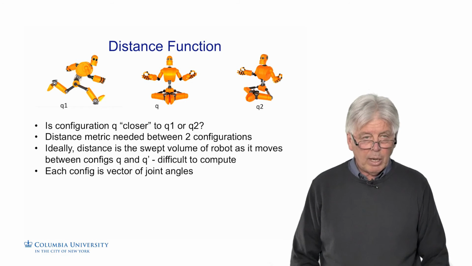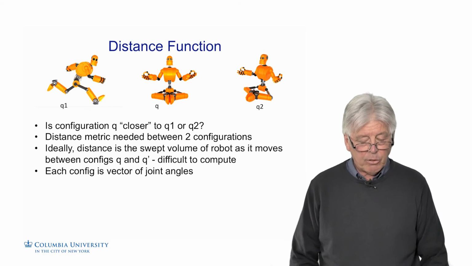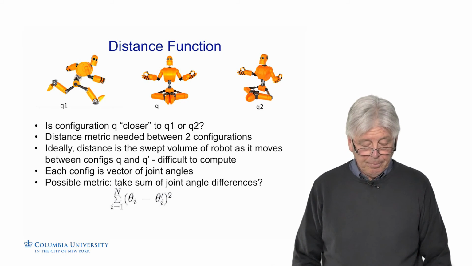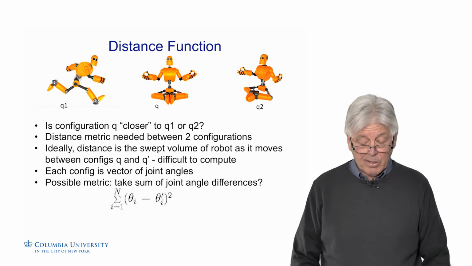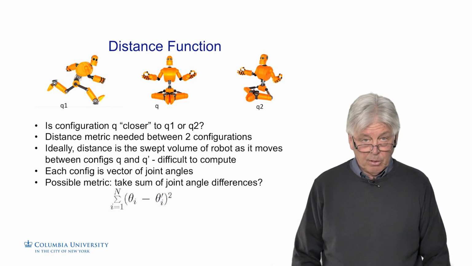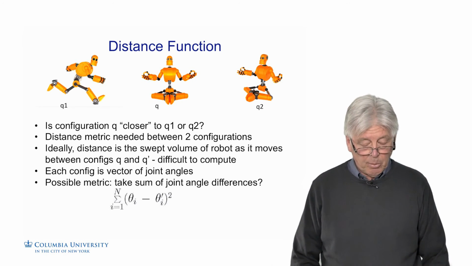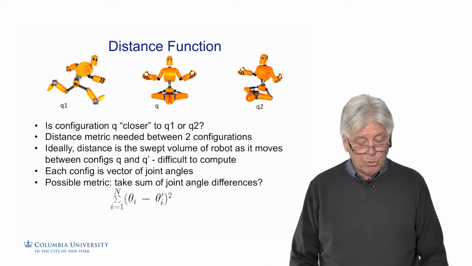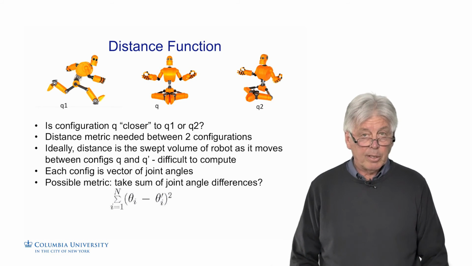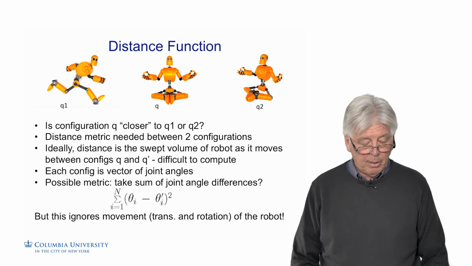So what can we do? Well, each configuration is a vector of joint angles. And one possible metric is just to take the sum of the joint angle differences. So for this 20, 30 degree of freedom robot, we just say what are the differences in the joint angles, sum up, and take the squared difference, and that's the metric. Well, it doesn't really work well.